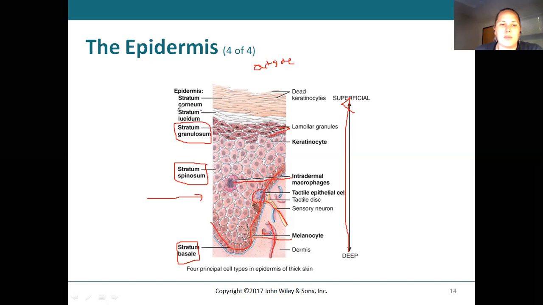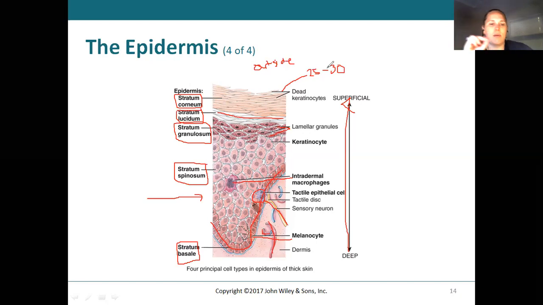And then stratum lucidum, those are going to be present in those thicker areas of skin. You can see they're kind of clear. If you look at your skin in your palms, you'll notice that there's maybe a little bit of a clear layer there. And then stratum corneum, that outermost or most superficial layer, you've got dead keratinocytes, and because they're dead, they're very flattened at that point in time. They've undergone apoptosis, and they're anywhere from 25 to 30 dead cells deep. So again, just going from your deep to your superficial.